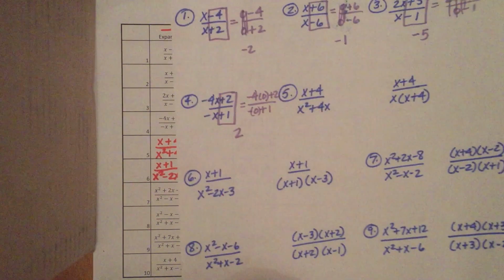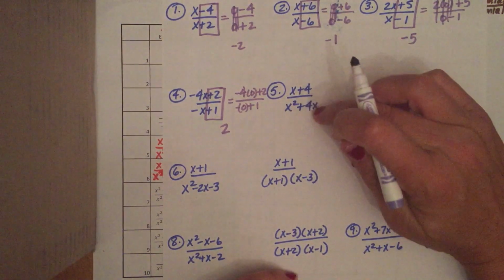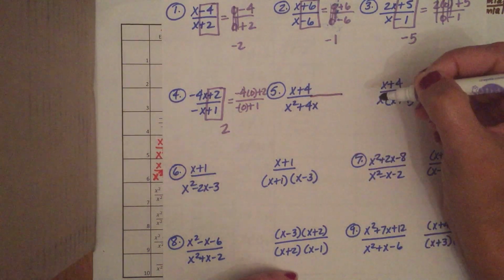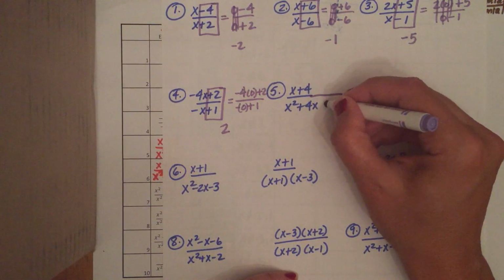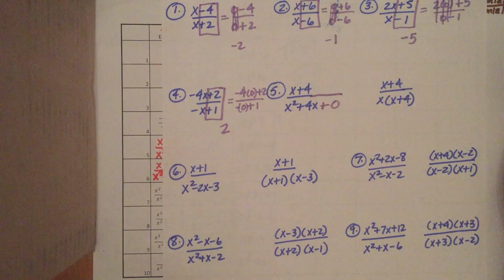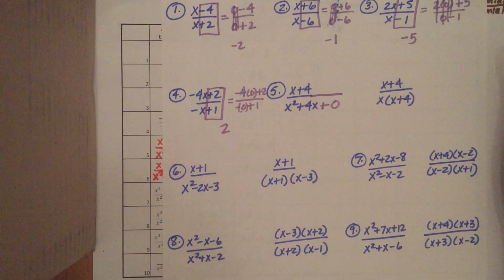Now let's look at number 5. We've got a particular issue with number 5. There is no constant on the bottom of the fraction. So what you have to do is create a placeholder. Instead of just having nothing there, that's the same as having +0. It's just a placeholder. It doesn't change the value, but since we don't have it, it's +0.